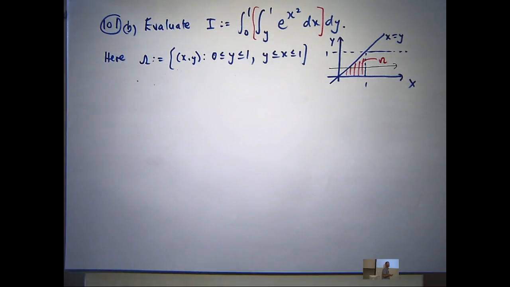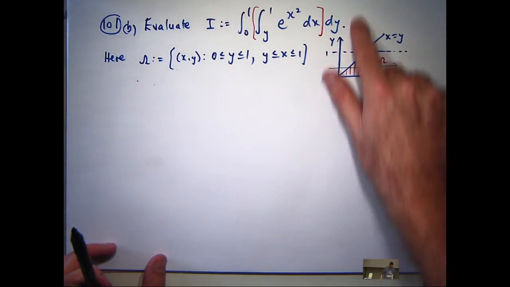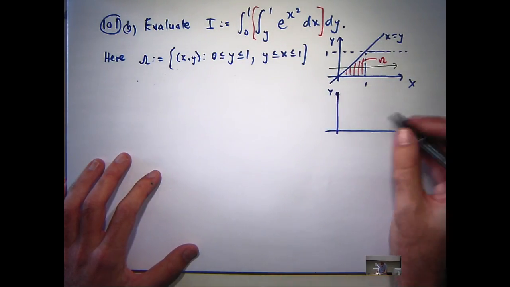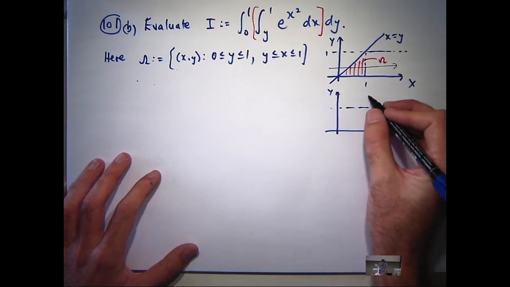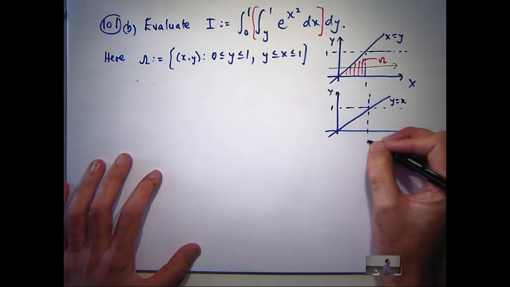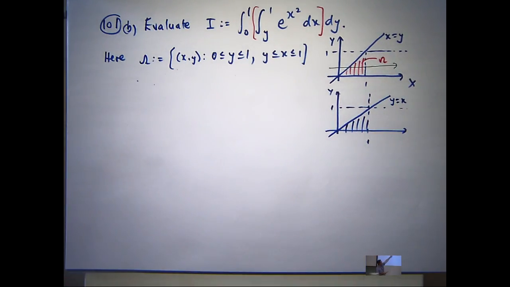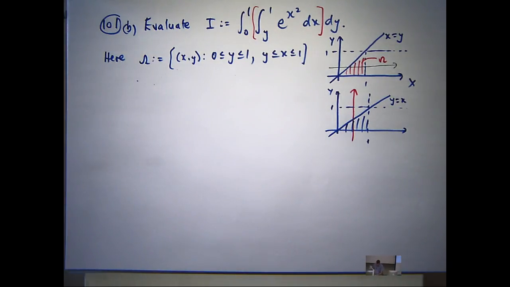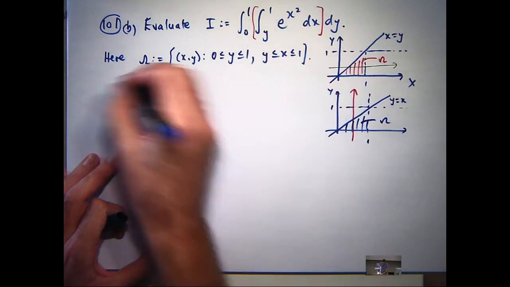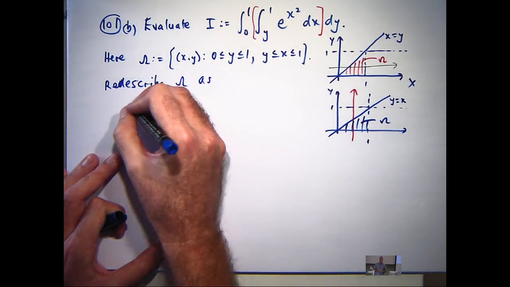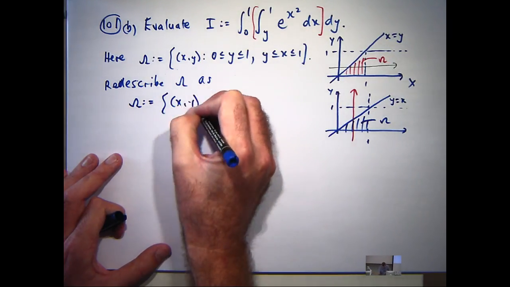Okay, so now what we want to do is redescribe that region somehow. Well, let's draw the same picture, but instead of using a horizontal line, let's use a vertical line. Okay? Now I'm just going to relabel this, y equals x, x equals y, y equals x, 1 and 1. So here's our region here. So I'm going to use a vertical line to look at the bounds for the y values. So we want to redescribe my region omega. It's the same region, we're just describing it a different way.